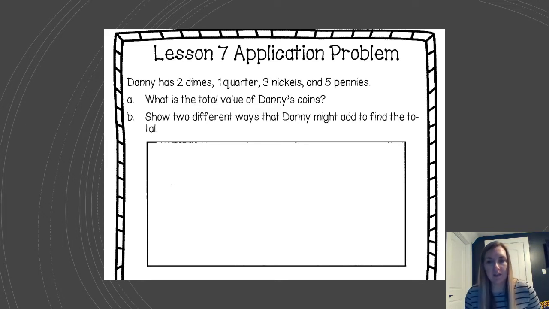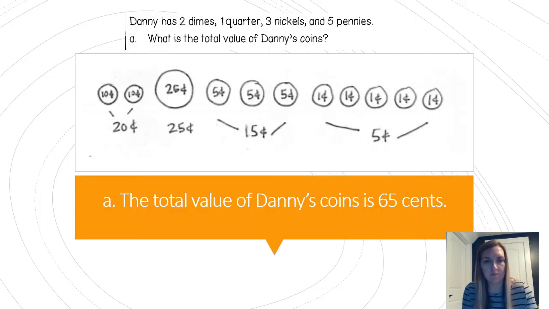All right, taking a look at what you could have on your paper. Make sure that you have written words to explain at the bottom. Part A, what is the total value of Danny's coins? Here's an example and a picture of what you could have drawn. So notice how we are drawing a picture of what the coins look like. So we draw a circle and write the number or value inside each coin.